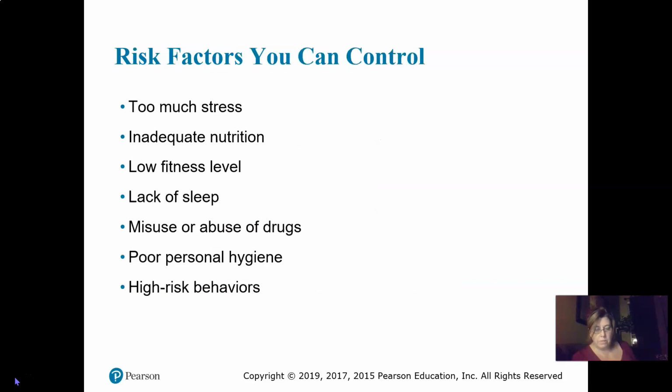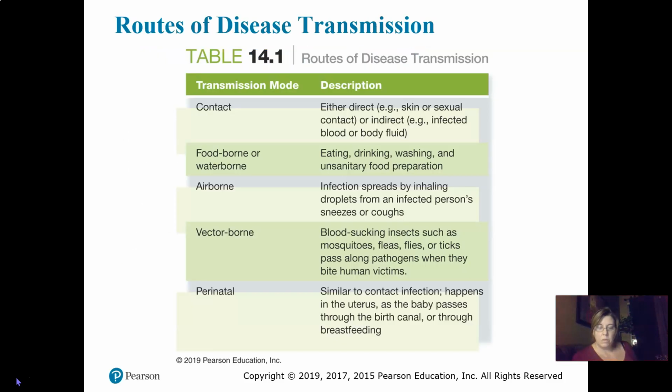There are some things that you can do to eliminate, reduce, or change your susceptibility to various pathogens. Being mindful of your stress levels, looking at your diet, your fitness level, lack of sleep, misuse or abuse of drugs or alcohol, poor personal hygiene, and high-risk behaviors significantly increase the risk for many diseases. So here is a look at the routes of transmission.